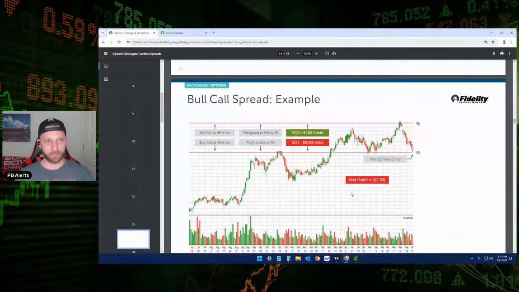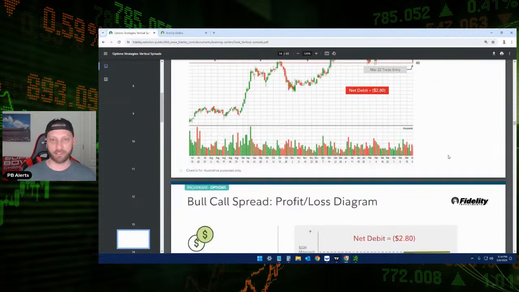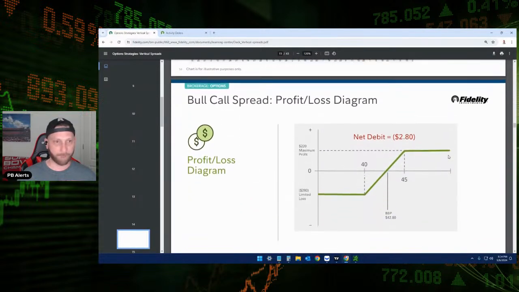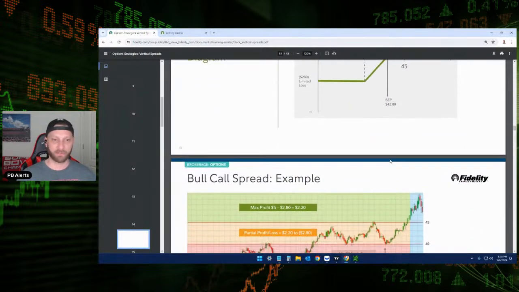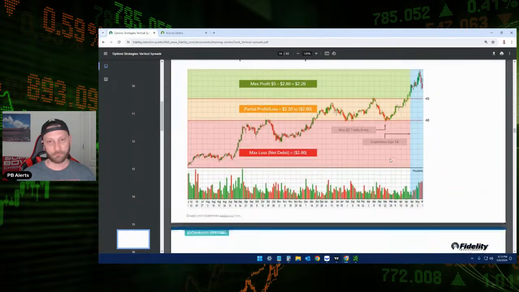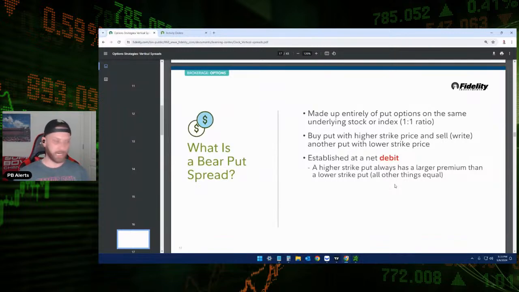All right, now let's do the profit loss diagram. This is just an example, but I think the explanation I just went over explained it pretty well. If you paid $280 to enter the trade on a 5-wide spread, your max profit is only $220. The most you can lose is only $280. Pretty self-explanatory. So I want to get to the put debit spread, and then that'll be a wrap for the education part this week.